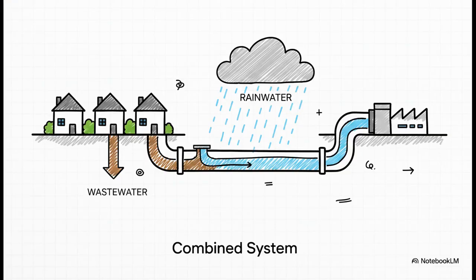All right, the second approach is the total opposite. It's called the combined system. Here, it's one pipe to rule them all. Everything, your toilet flush, the rain on the street, all of it gets mixed together and flows through one single giant sewer on its way to the treatment plant.